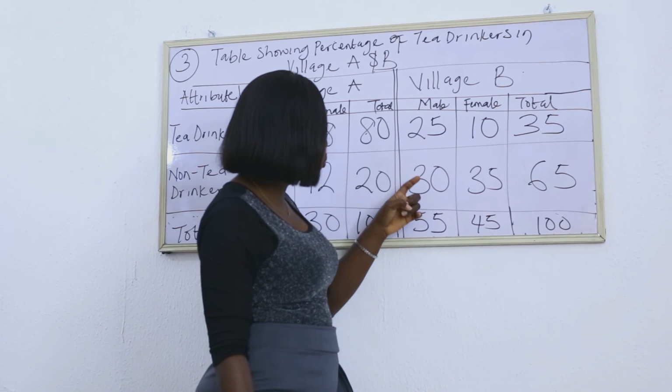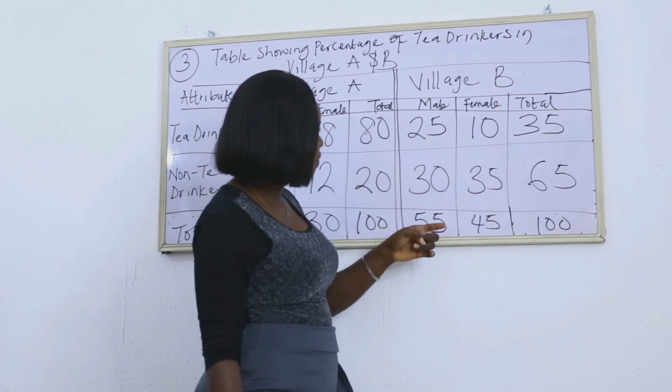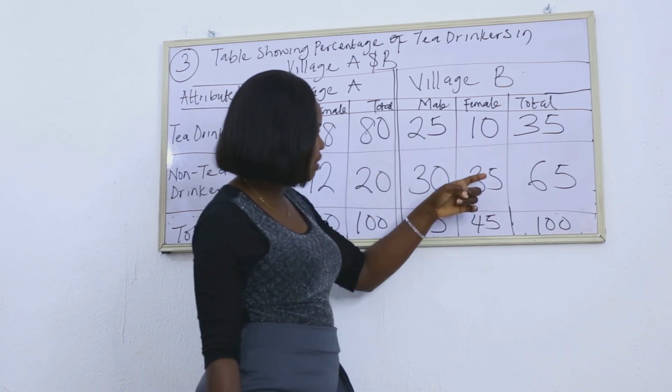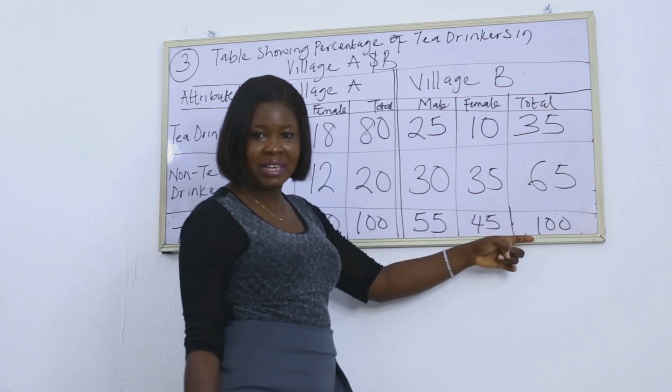Let's look at this angle too. 25 plus 30, 55. 10 plus 35, 45. 35 plus 65, 100. That means we are right.